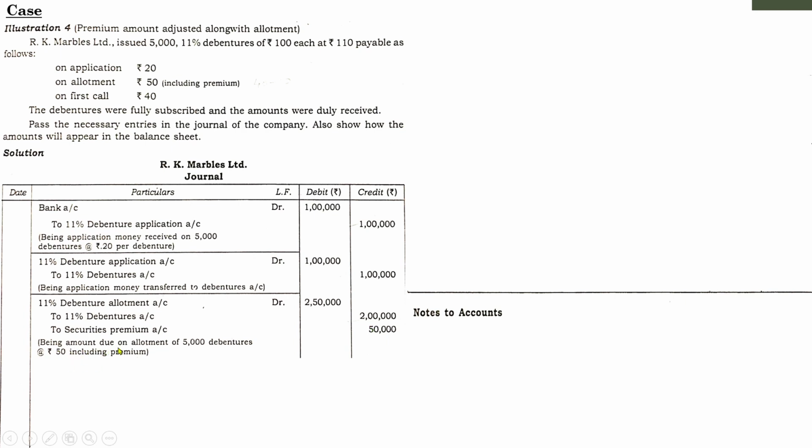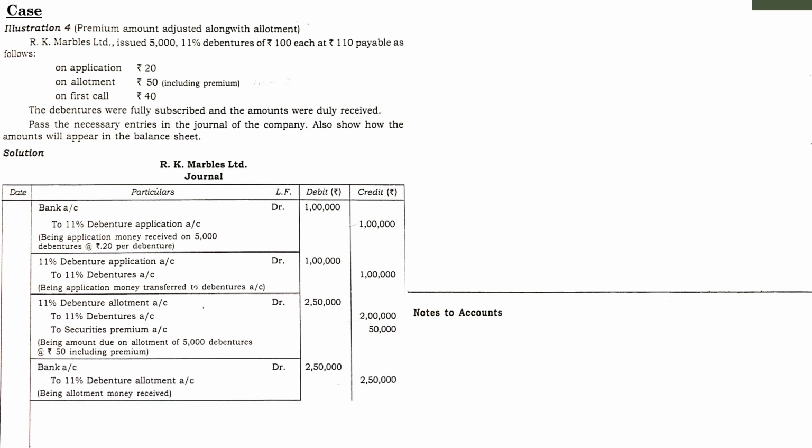So amount being due on allotment of 5000 debentures at rupees 50 including premium, 40 plus 10. So that is the due entry for the allotment. Next is the payment entry. Bank account debited to 11% debenture allotment account. There are no adjustments with regard to receipt of amount, so the full amount can be shown here, 2,50,000 being allotment money received.